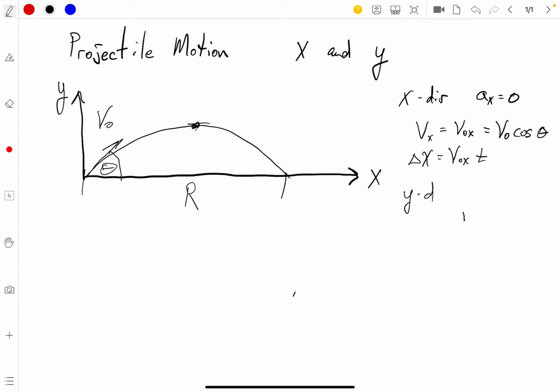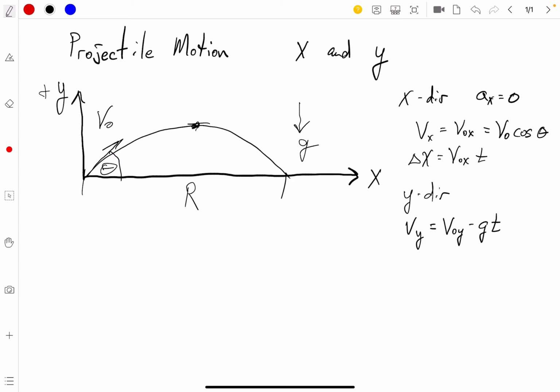In the y direction, it's a little bit more complicated. Vy, of course, is v naught y minus gt. That's minus gt because I'm saying that up is positive. So we've got up positive. We have to make it minus g. It's a vector. It's pointing down. Everyone knows that.